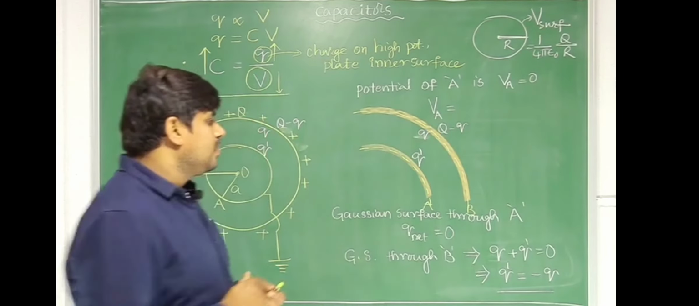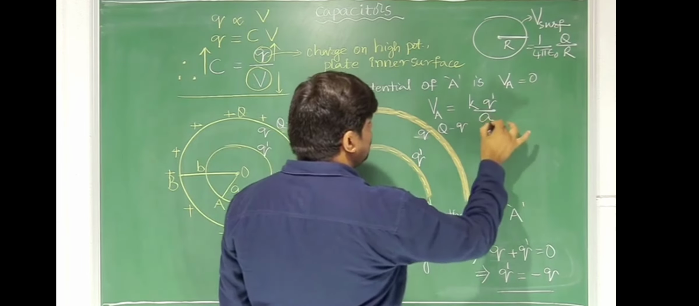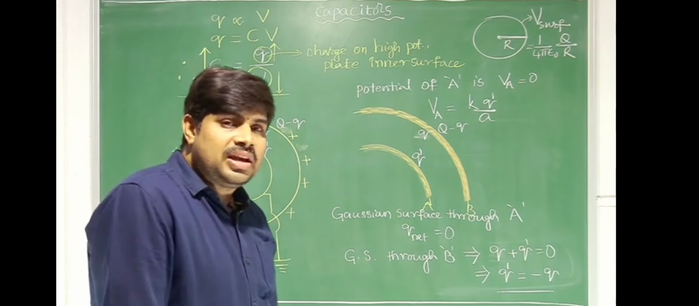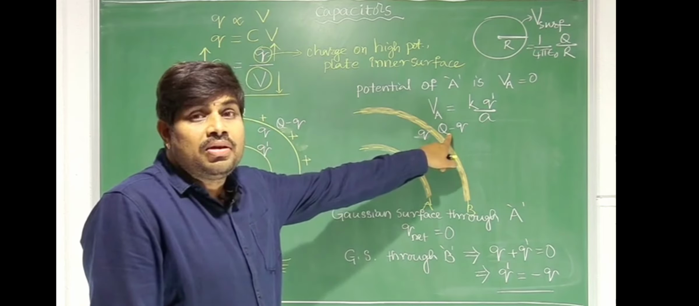So the potential of A, right here, potential of A, if you write, that is 1 by 4 pi epsilon naught Q dash by A because of its own charge. And what is the charge in its surroundings? Anyway, inner surface of B is Q, outer surface of B is Q minus Q.